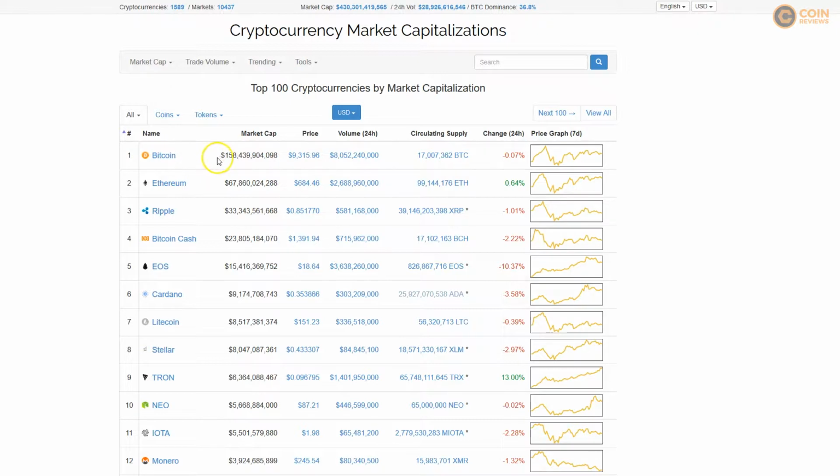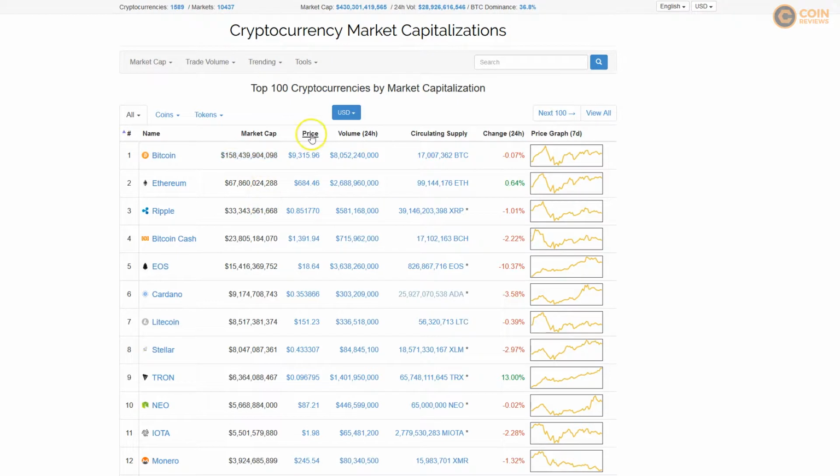So for example, the market cap of Bitcoin is $158 billion. That means all of the Bitcoin that exists, if you add them all together, going by the current market price for Bitcoin, would add up to $158 billion. So if you wanted to buy every Bitcoin, you would need this much money, basically. So it's a good measure of the total value of a coin. That's really what it is.